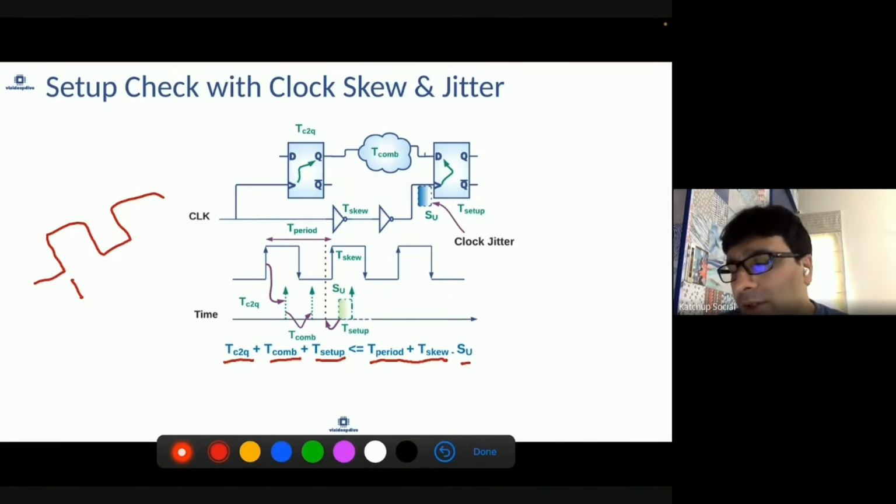The clock uncertainty can be set, and basically setup edge uncertainty and hold edge uncertainty values can be different. So we use a value called setup uncertainty, and it makes your setup a little bit more pessimistic.